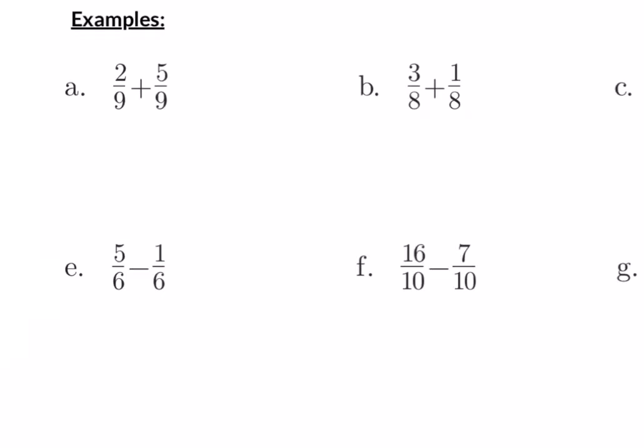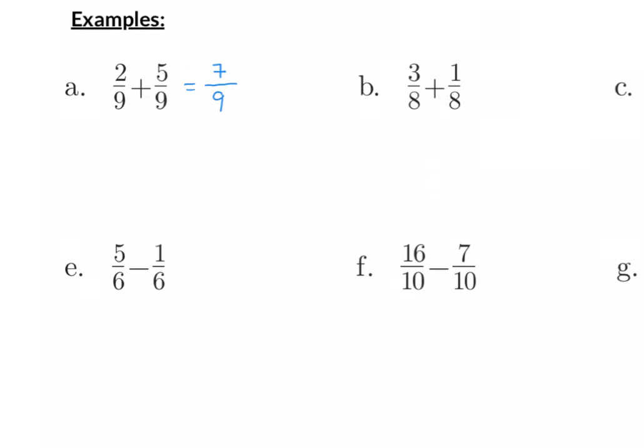All right, if we look at example A, we have 2/9 plus 5/9. I'm going to add my numerators. We get 2 plus 5 is 7. We keep the denominator, and we get 7/9. 7/9 is a simplified fraction. It is in lowest terms, and so we are done. Pretty easy, right?